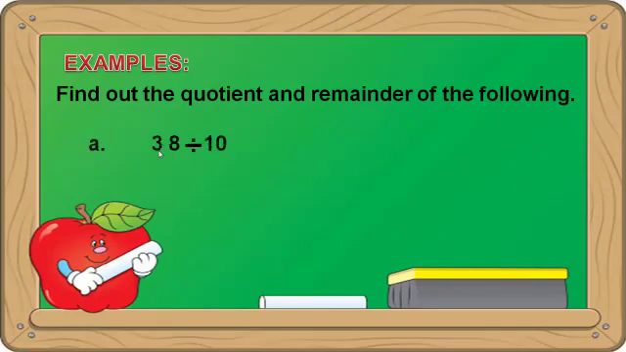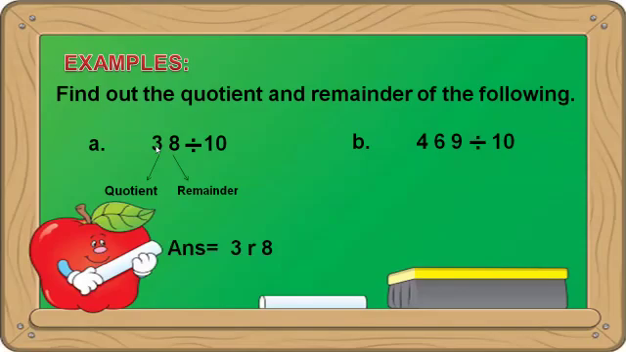Here is our first question. What is the question? 38 divided by 10. The number at ones place is remainder and the number left of it would be quotient. So 3 is quotient and 8 is remainder. What is the answer? Answer is 3 remainder 8. Second question. 469 divided by 10. Now this is a 3-digit number. What is the number which is at ones place? That is 9. So 9 would be remainder and the rest of the two numbers would be quotient. 46 quotient and 9 remainder. Answer is 46 remainder 9.